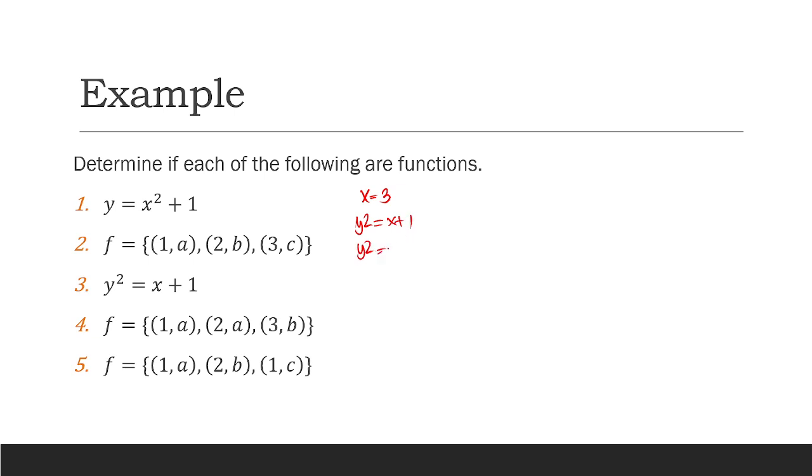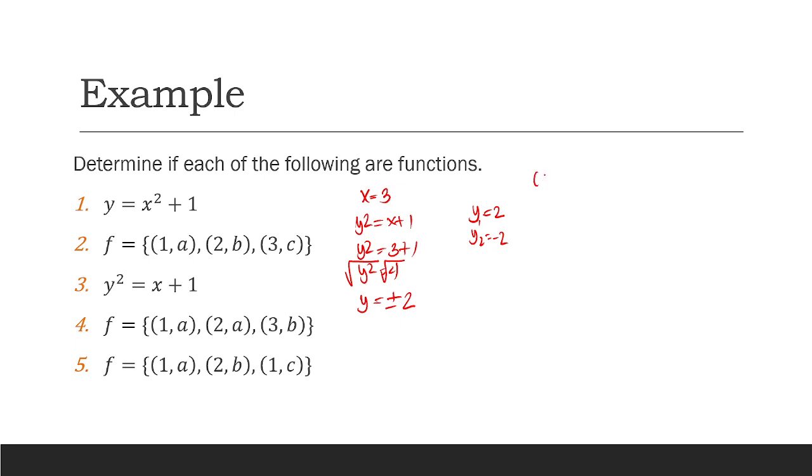We'll have y squared is equal to 3 plus 1. We have y squared is equal to 4. We take the square root. Yung y natin will be plus minus 2. So, ibig sabihin, at one value of x, that is x is equal to 3, we have two values of y, and that is y is equal to 2, and y is equal to negative 2. So, therefore, may dalawang ordered pair tayo just from one value of x.